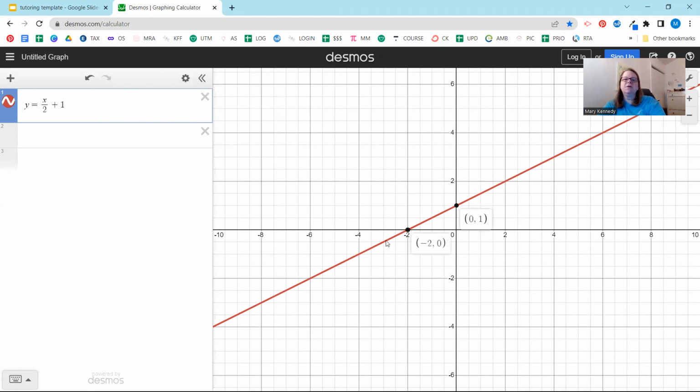Okay, and so see, there's the 0, 1 that we got. There's the -2, 0. At -4, I saw it a moment ago, there it is. It's a -1. So that can kind of help you to see, 2 was at 2, which is what we got. 4 is at 3. So our graph looks good.